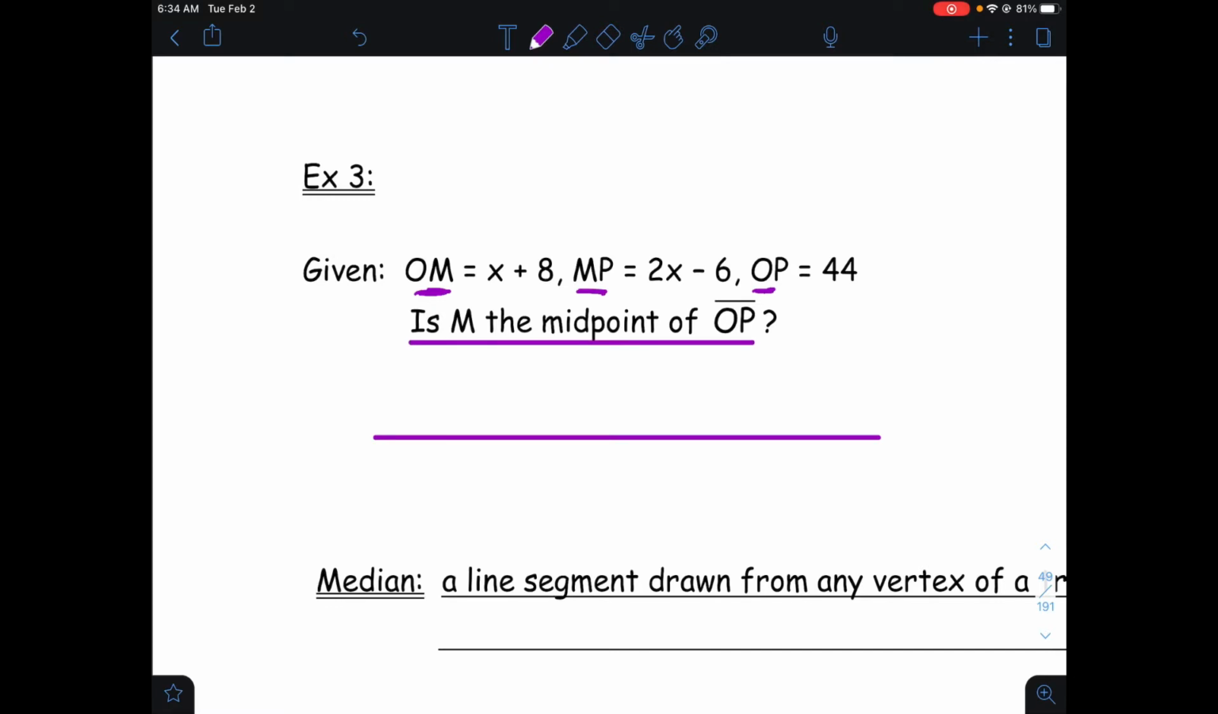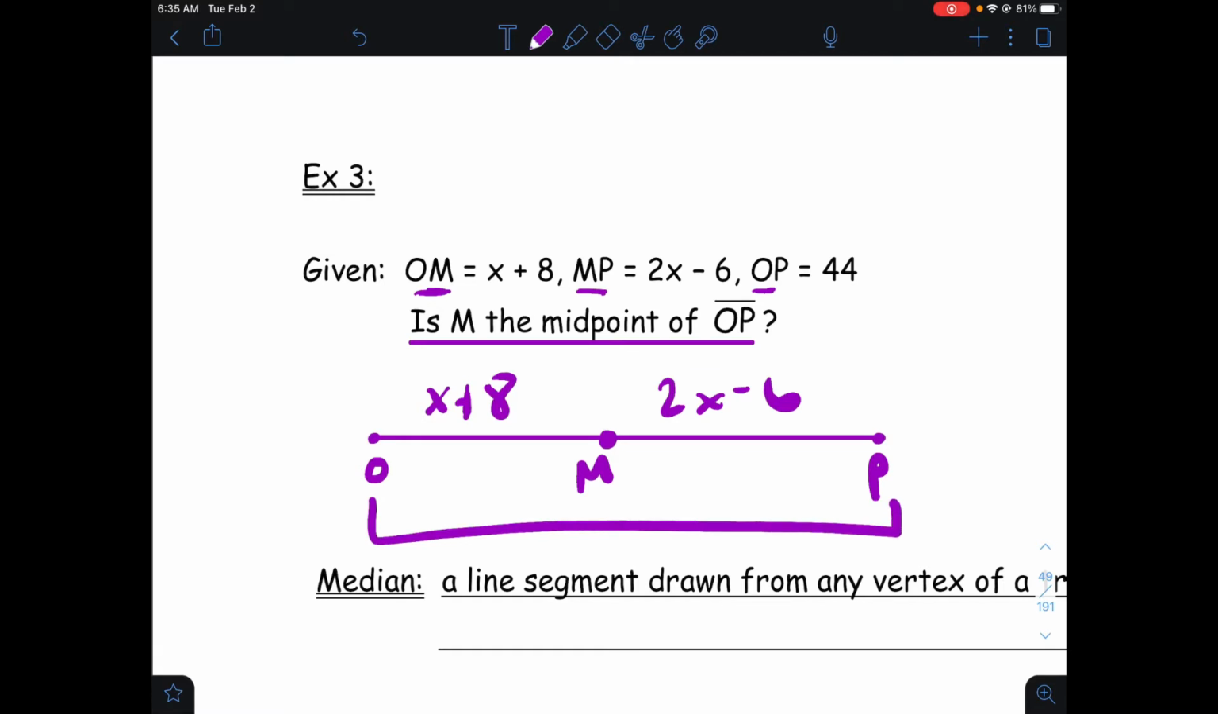So what that means is we're going to have a line segment, OP. And let's put M here. We know it's going to be in the middle. I should say we know it's in between, but we don't know if it's the midpoint. Then they tell us that OM is x plus 8, that MP is 2x minus 6, and that OP is 44.